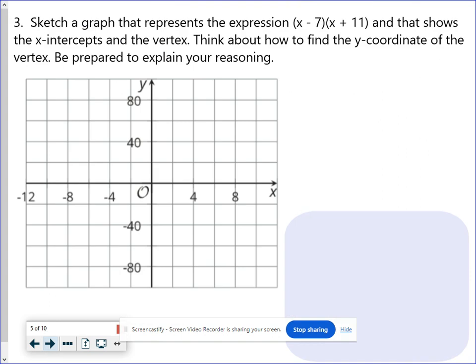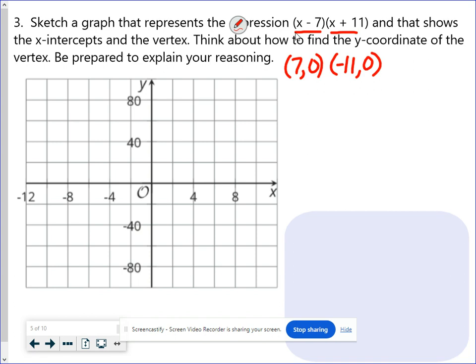Okay, still on that same page for you, it asks you to do one more graph. It gives you that expression, x minus 7 and x plus 11, and it asks you to find the x-intercepts and the vertex. Think about how to find the y-coordinate of the vertex. So let's think about what those intercepts would be for the x-axis. So for this, what makes that equal to 0? Well, that would be at 7. And what makes this equal to 0? That's going to be at -11. Right? So I could graph those two.